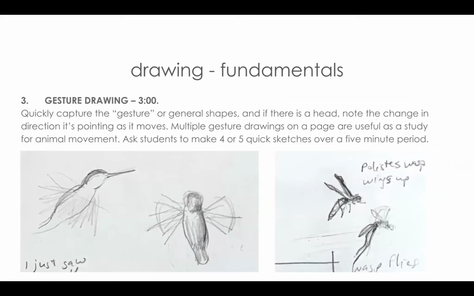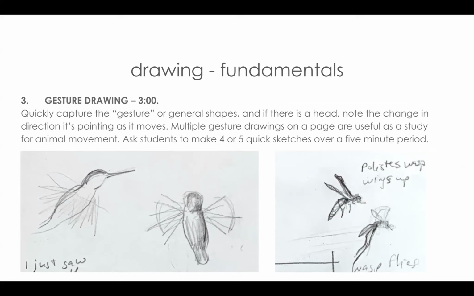The third is gesture drawing. Gesture drawing is what you probably think of as quick sketches. Ask your students to draw three 30-second sketches of whatever it is. It's really super fast, and you're just going to get the overall vibe of a thing. You're not going to get any details, just some quick sketches.